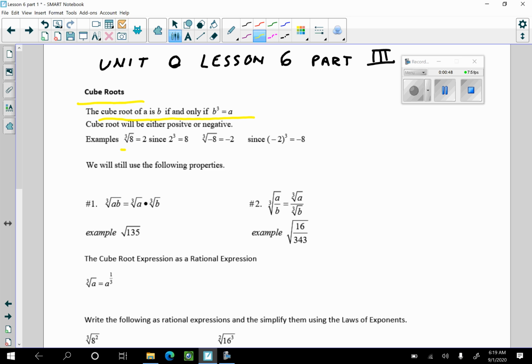The cube root of 8 is equal to 2. Why? Since 2 cubed is equal to 8. This is straight from the definition. And the cube root of negative 8 is negative 2, since negative 2 cubed is negative 8.